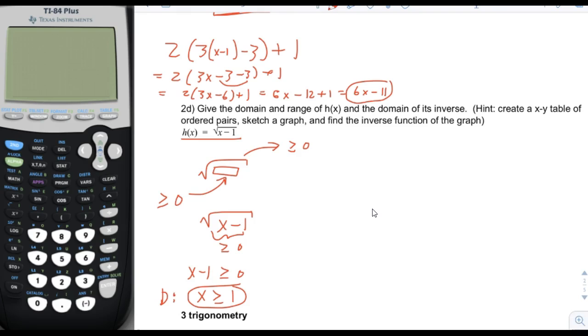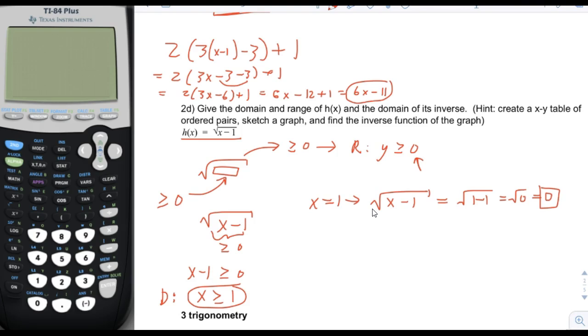Well, we know that the range is going to be greater than or equal to 0. So the range of the h of x function is going to be y is greater than or equal to 0. Let's see if those match up. We're going to take the smallest domain value, which is x equals 1. We're going to put it into the square root of x minus 1 and see what we get out. We get square root of 1 minus 1 is equal to the square root of 0, which is equal to 0. And that turns out to be the smallest value of the range. So that worked out.